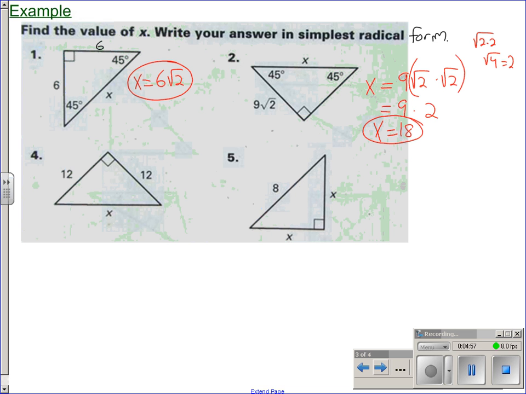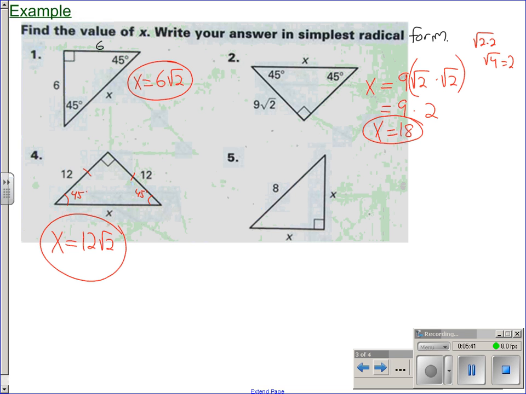In example 4, to get x, we don't know if it's a 45, 45, 90 triangle, sort of, but what you do have is those two sides, the 12s, they're equal, which forces those two base angles to be equal because of the definition of an isosceles triangle, which, because of that right angle, makes these 45s. So we do have a 45, 45, 90 triangle. Always got to make sure of that. The 12 is the length of the leg, so x being the hypotenuse is 12 times the square root of 2. Simple as that.